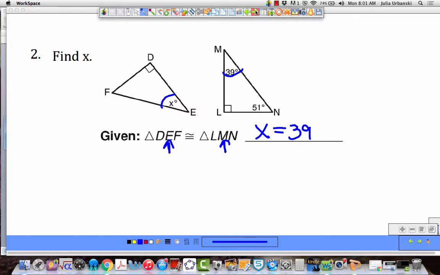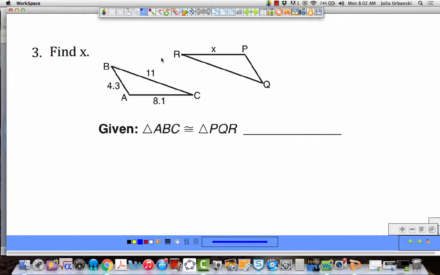The next one. We're trying to find X, which is right here on RP. RP is the first and the last letter. What side does it go with over here? AC. AC, the first and the last. So it's going to be going with this one. RP is congruent to AC, so X equals. Questions on that?